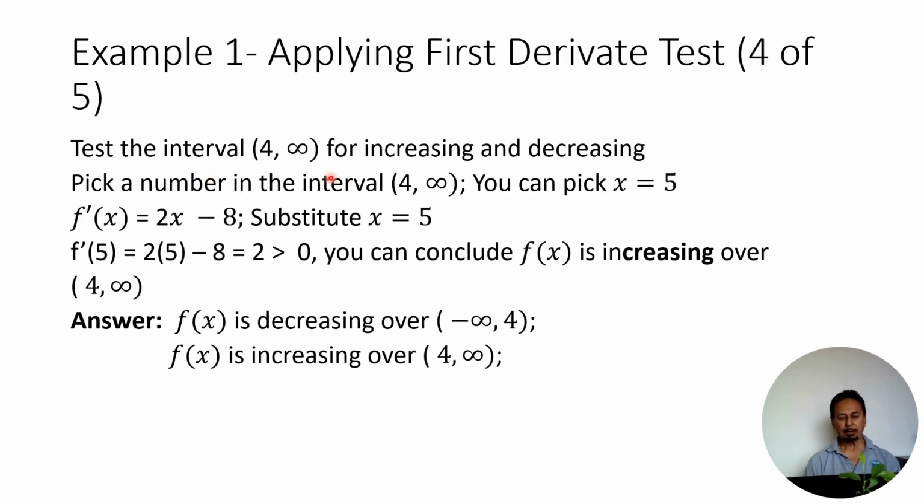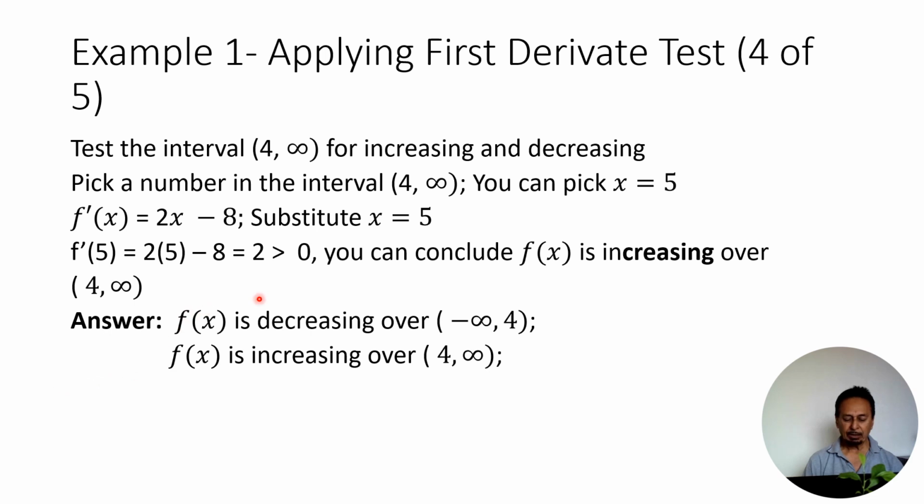Now we test the interval 4 to infinity for increasing or decreasing. Pick a number in the interval 4 to infinity, let's say 5. We substitute x equals 5 in the first derivative f prime x equals 2x minus 8. So f prime of 5 equals 2 times 5 minus 8. 2 times 5 is 10, so 10 minus 8 is 2. Now 2 is bigger than 0, so we can conclude f of x is increasing over 4 to infinity.